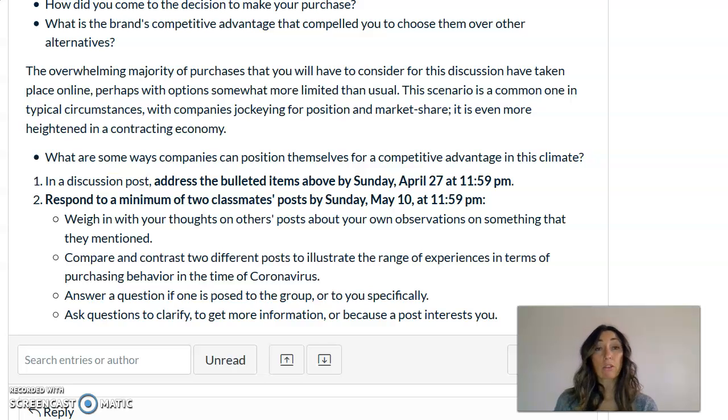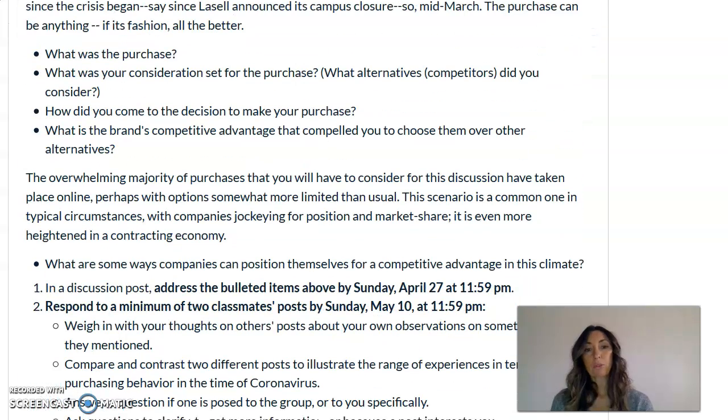Compare and contrast 2 different posts to illustrate the different experiences that are taking place right now. Answer a question if one is posed to you or to the group as a whole. Ask questions to clarify, to get more information, or because something that was said interests you. Okay, so 2 deadlines to keep in mind there: April 27th and May 10th.